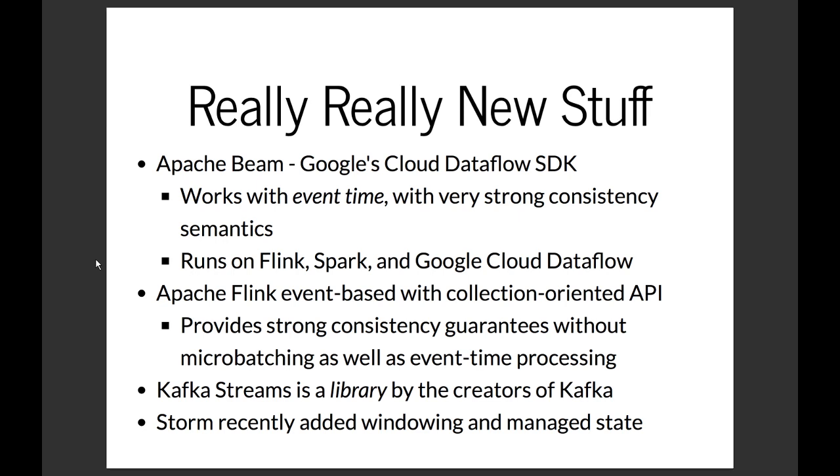Flink is a technology that has apparently been around for some time, but it's only just now gaining traction. It's very popular in Europe. It is event-based, so it's not microbatch. It's one event at a time. But it also has that collection-oriented API that makes Spark so nice to code for. It provides extremely strong consistency guarantees and event time processing. So Flink allows exactly once with event time, or at the very least, that's on the near-term roadmap. I can't remember if that was actually done or not.